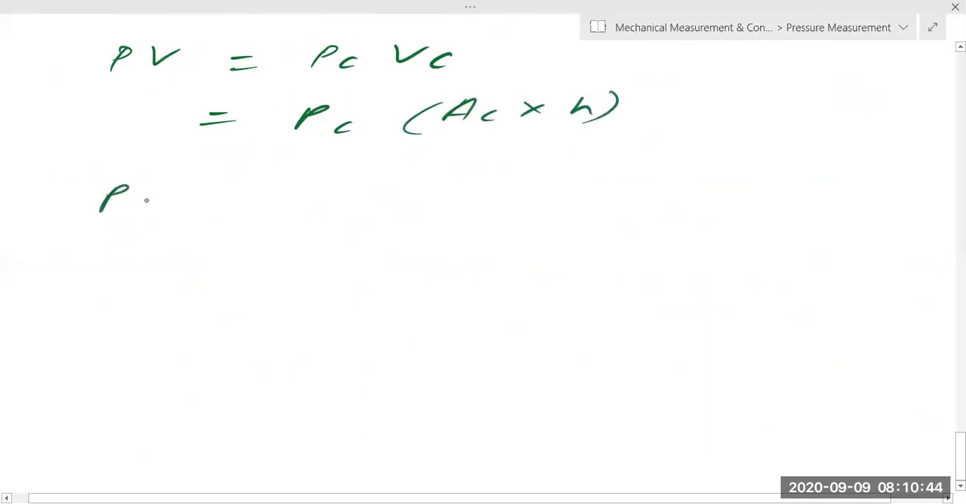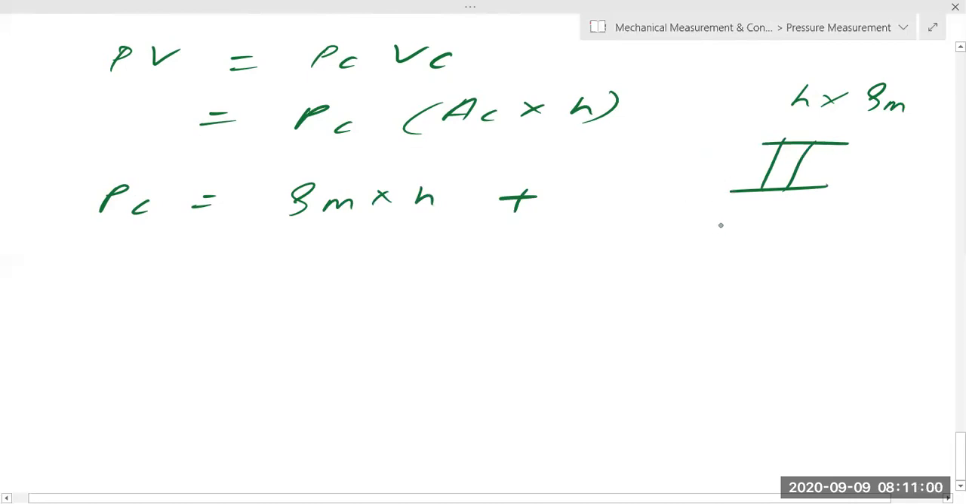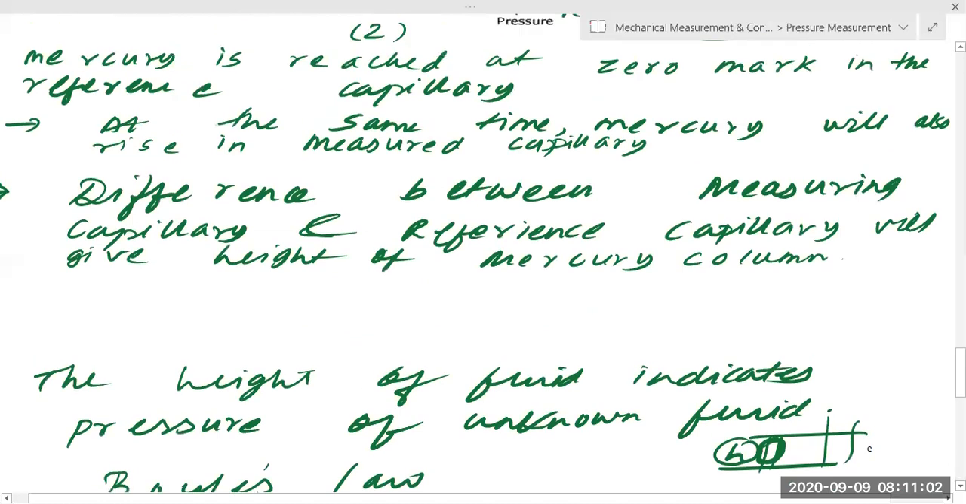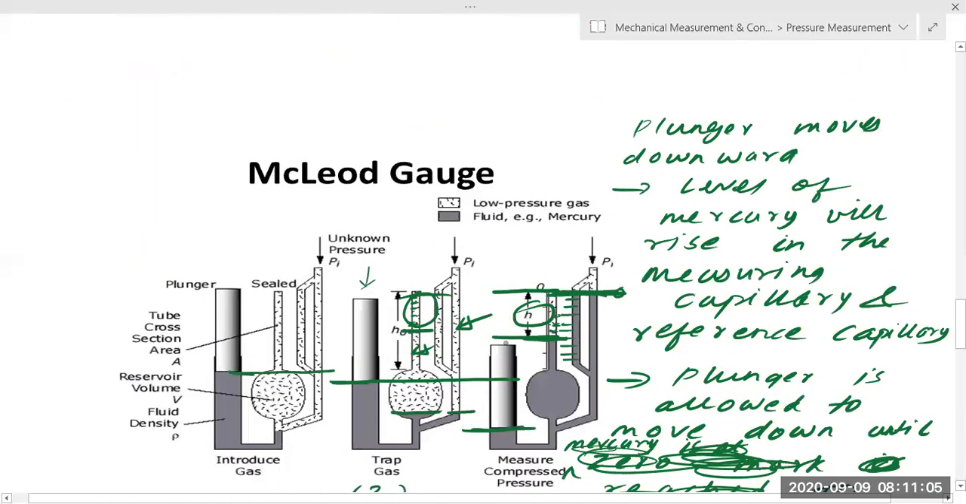Now, what PC is, is very important. PC will be equal to, if you remember, there was H, and it will have some density, suppose rho m. So this will be equal to rho m into H plus whatever is the pressure from the plunger end. I hope you remember there was a plunger. I'll just take that figure for you to understand it more properly. There was a pressure from the plunger end also, right? So that pressure from the plunger end is also very important.